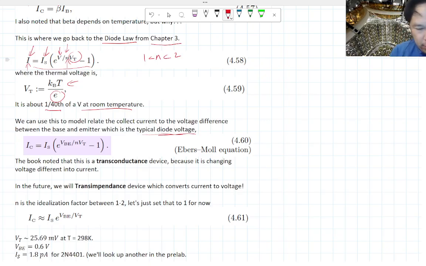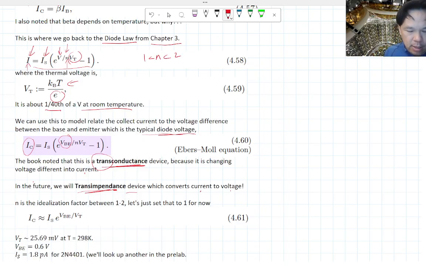Also note that this is known as a transconductance device, which is sort of a new term that I don't remember seeing previously. The reason it's called that is because trans means change, and conductance means making current. So this little equation basically tells you how a voltage difference gives you some current. In the future, we're going to have transimpedance devices, where instead of converting voltage into current, you convert current into voltage. So hopefully that's not too strange to see.